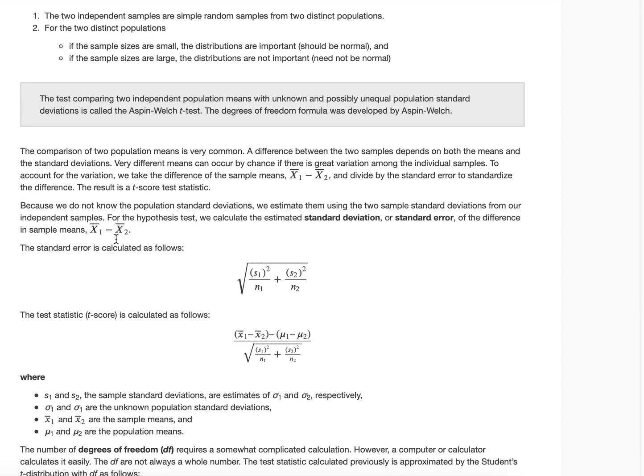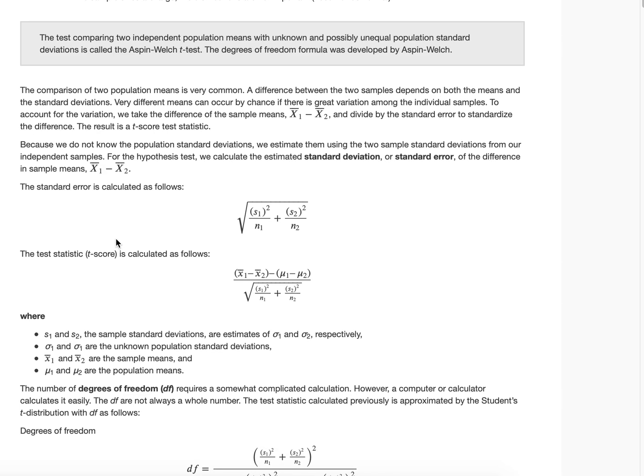So the first question is, if I have two independent samples, and they're simple random samples from two distinct populations, to meet the criteria to perform this test, if the sample size is small, the distributions are important and they should be normal, and if the sample sizes are large, then the distributions are not important, which means they need not be normal. So basically this is a caveat, right? If I did a simple random sample and my sample size is really small, I need to make sure I have a normal distribution. If they're very large, I don't have to take that extra step.